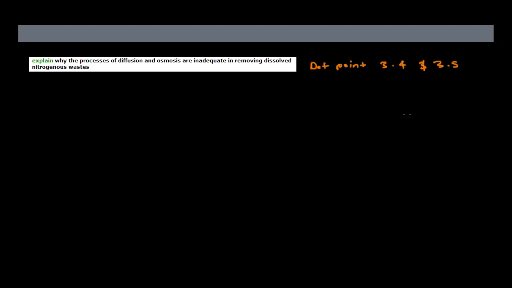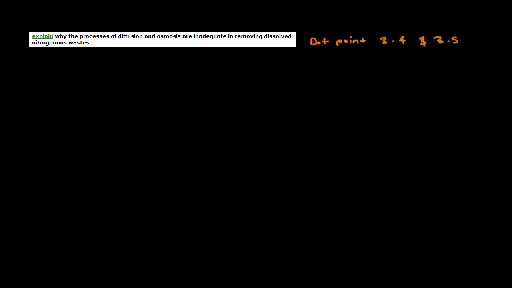Hey guys, today I'm going to explain dot point 3.4 and 3.5 of the HSC Biology Syllabus. This is a part of maintaining a balance, and the dot point goes: explain why the processes of diffusion and osmosis are inadequate in removing dissolved nitrogenous wastes. Okay, so let's just get this straight.